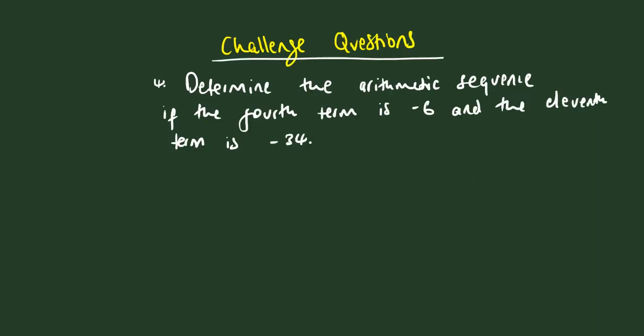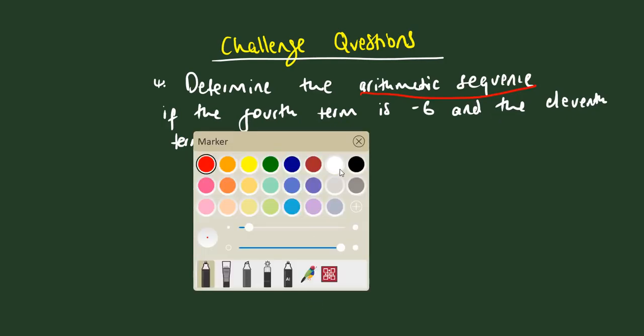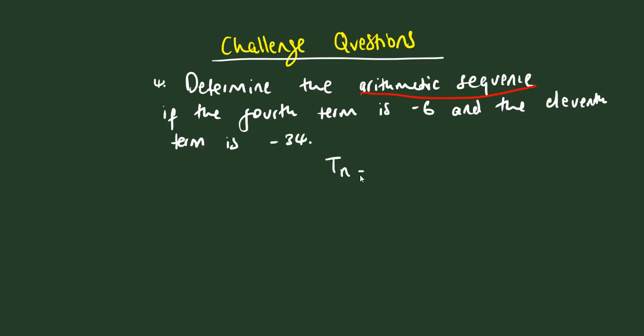Okay, now the last one says to determine the arithmetic sequence if the fourth term... First thing is that it's arithmetic, so we already know that we should be using Tn is equal to a plus (n minus 1)d. Now the fourth term is -6, so you are given n and you are given Tn. The 11th term, which is n, and then you are given Tn.